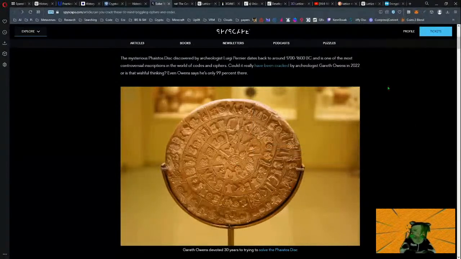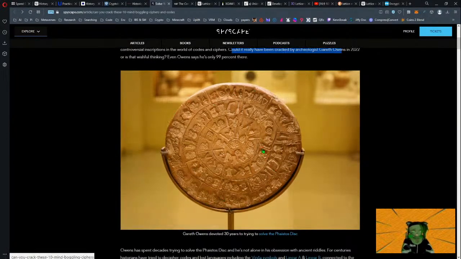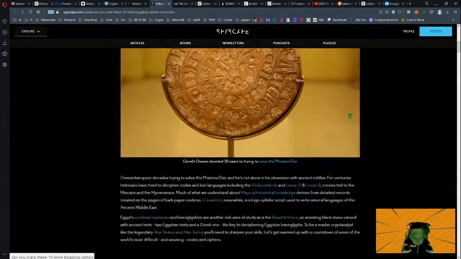So what this will allow you to do is, when you go through here and you see how some of these have been deciphered or figured out, you'll see some of the unique ways people had to go through different things to figure stuff out. For example, this is an archaeological find made around 1700 to 1600 BC, and it's considered one of the most controversial inscriptions within the world of code and ciphers. Basically, we're not sure if it's been cracked correctly. Could it really have been cracked by an archaeologist in 2022? They're not sure. But even the guy who says he's cracked it still says he's only 99% there, and he's not even sure if it's done right.